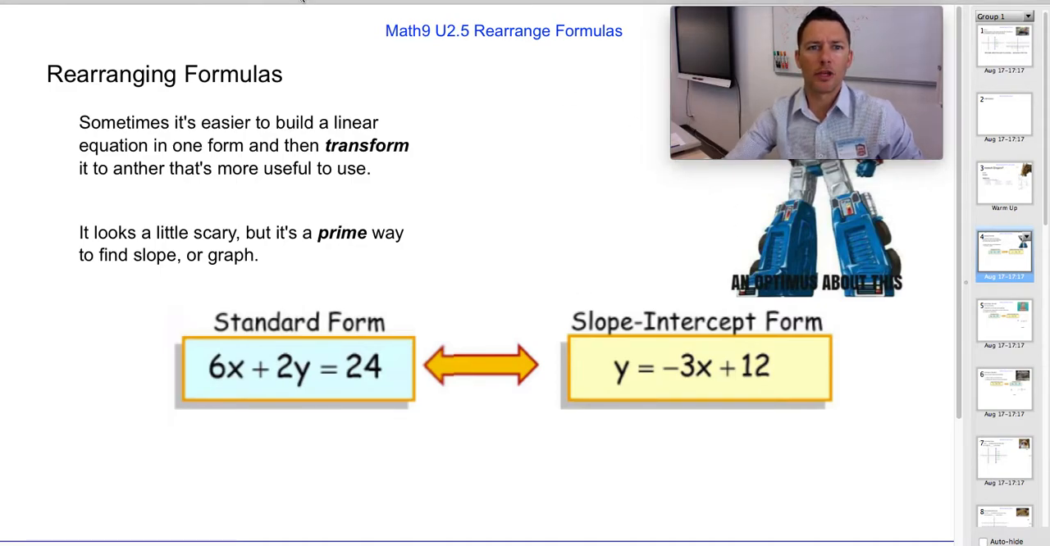Hey y'all, we are checking out 2.5, rearranging linear equations or linear formulas. So put that at the top of your notes and we'll jump right in.